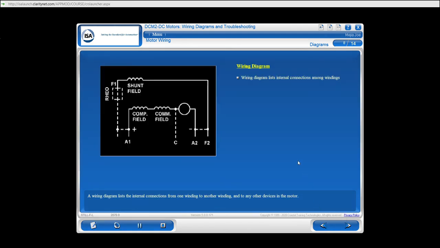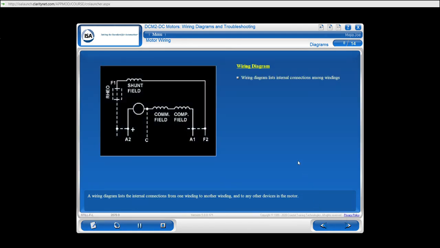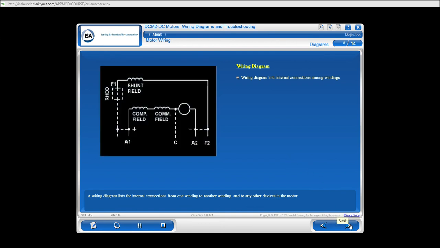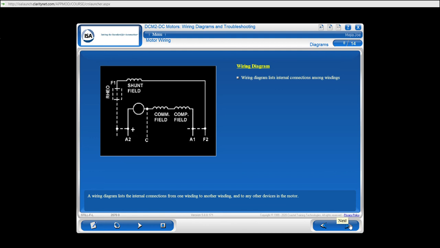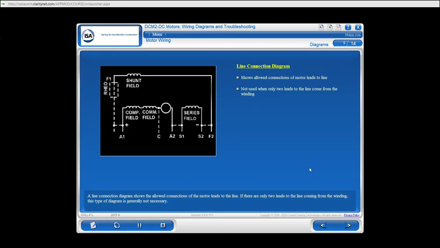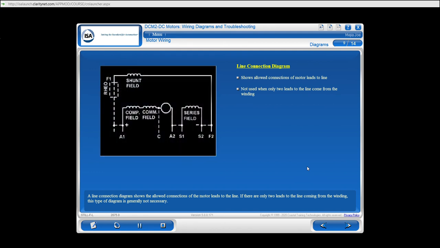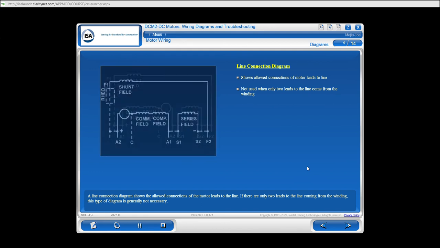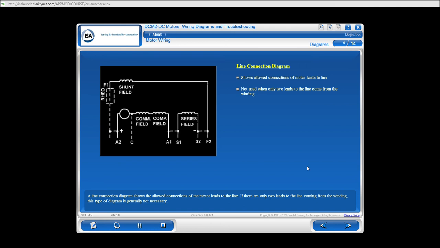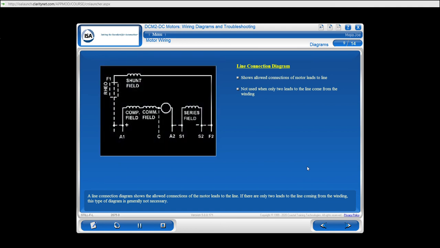A wiring diagram lists the internal connections from one winding to another winding and to any other devices in the motor. A line connection diagram shows the allowed connections of the motor leads to the line. If there are only two leads to the line coming from the winding, this type of diagram is generally not necessary.